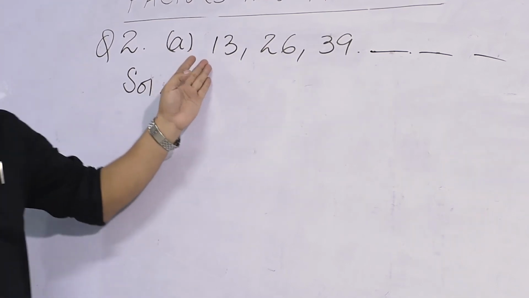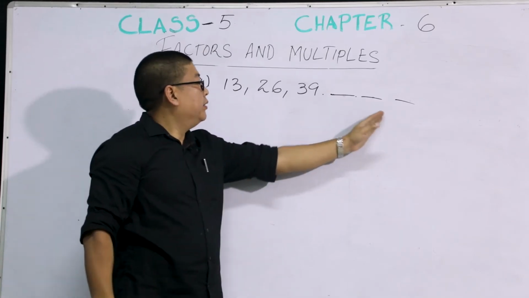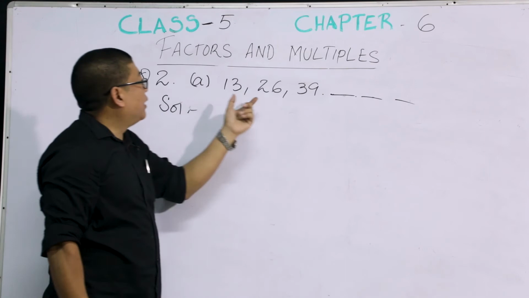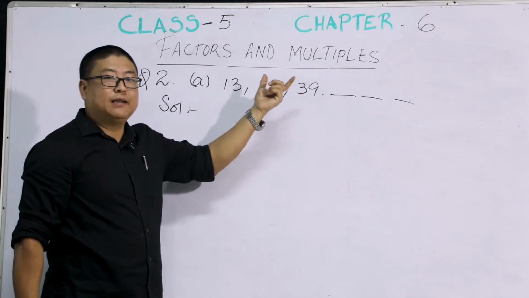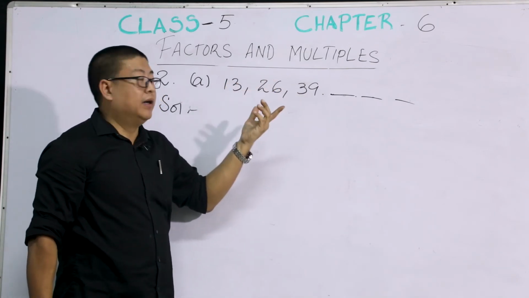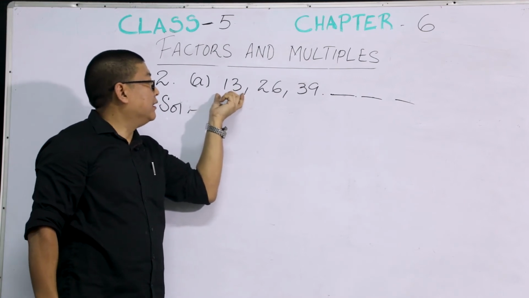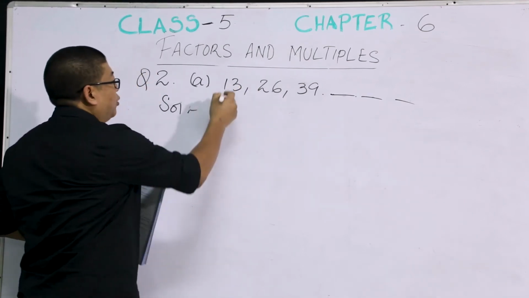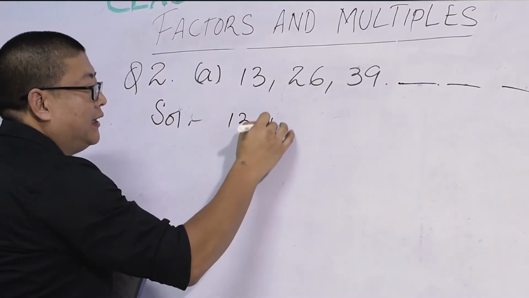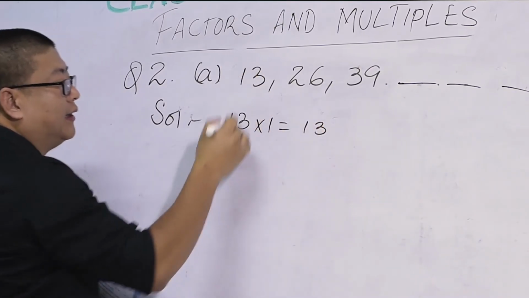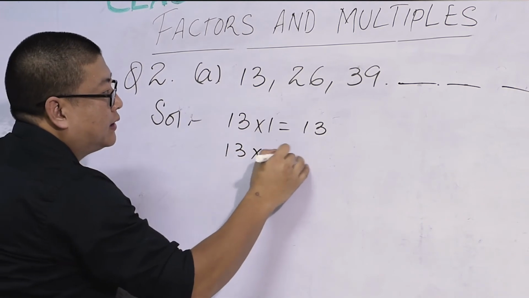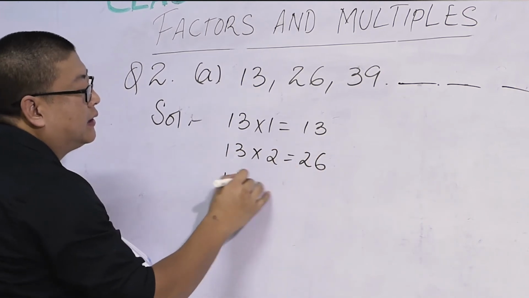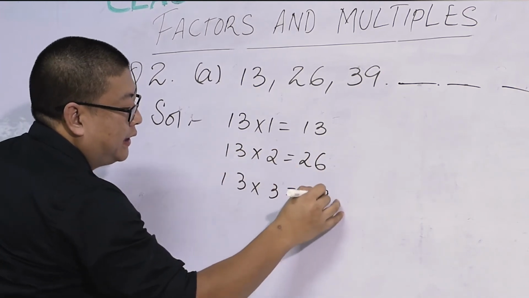Now, to be able to continue with this multiple, you have to know which numbers you have to multiply. So let's look at this, 13. And next is 26. If you look at these numbers, you can see that 13 into 1 is 13, 13 into 2 is 26, 13 into 3 is 39.